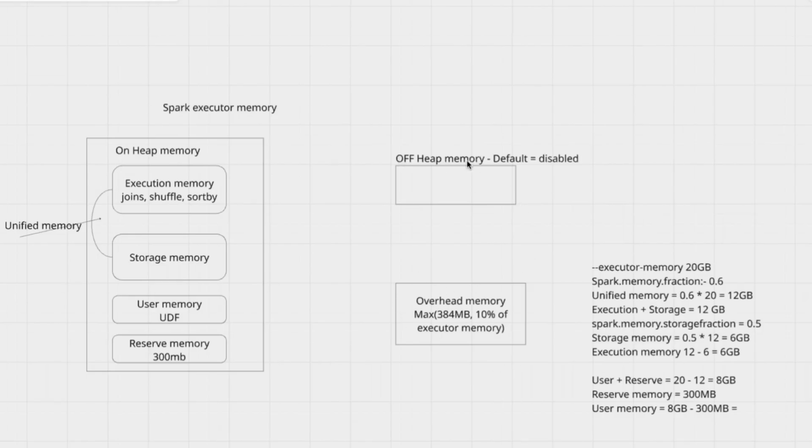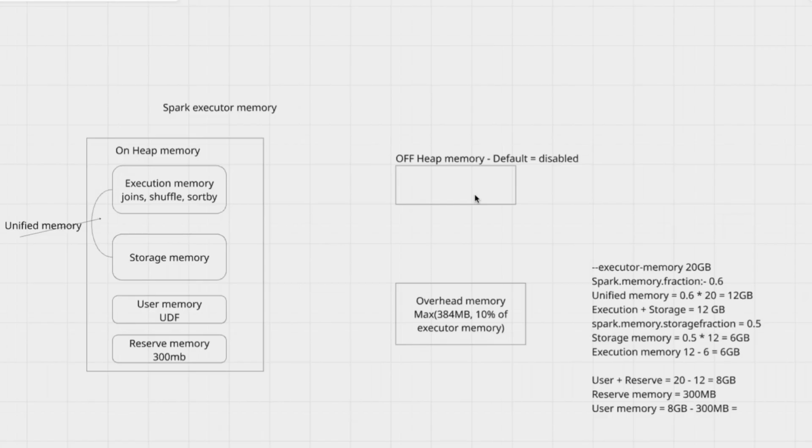If you look in more detail at off-heap memory, it is also divided into two sections: the execution memory and storage memory. Just as we have execution and storage memory as sections in on-heap memory, the same two sections are also available in off-heap memory. We are not going into detail of that.